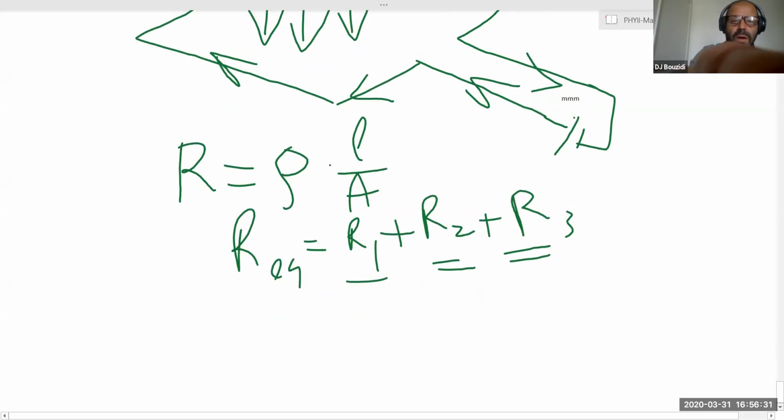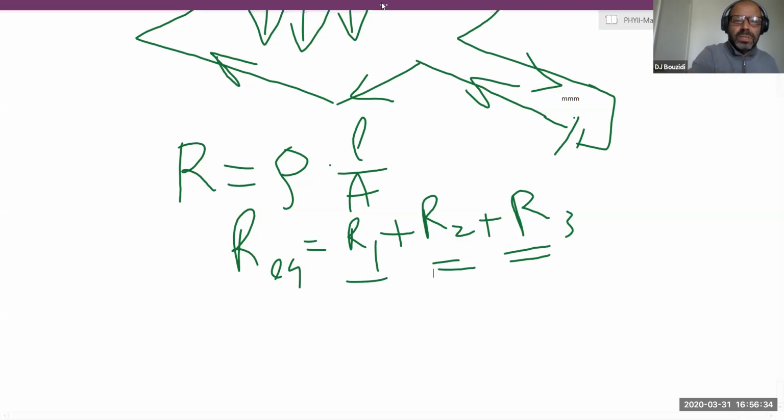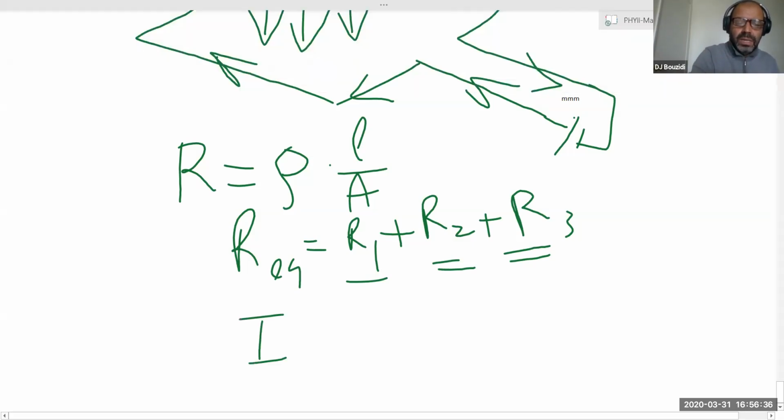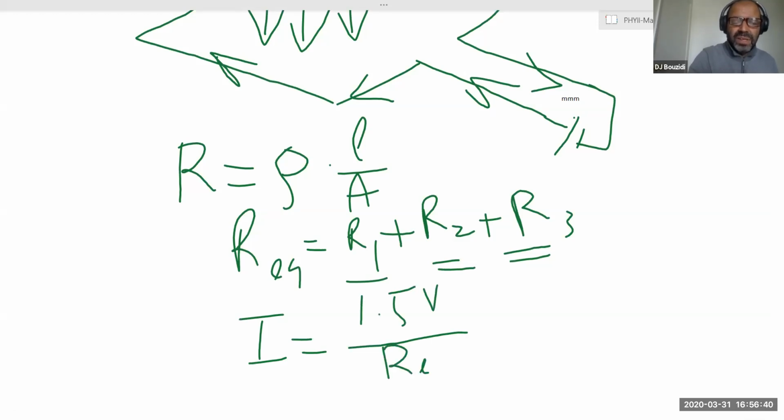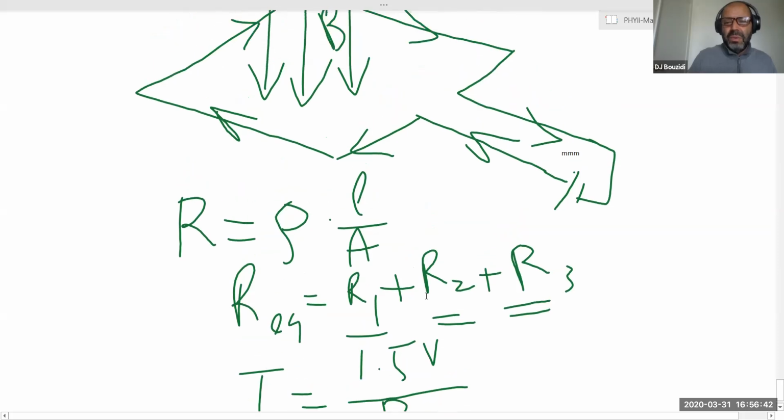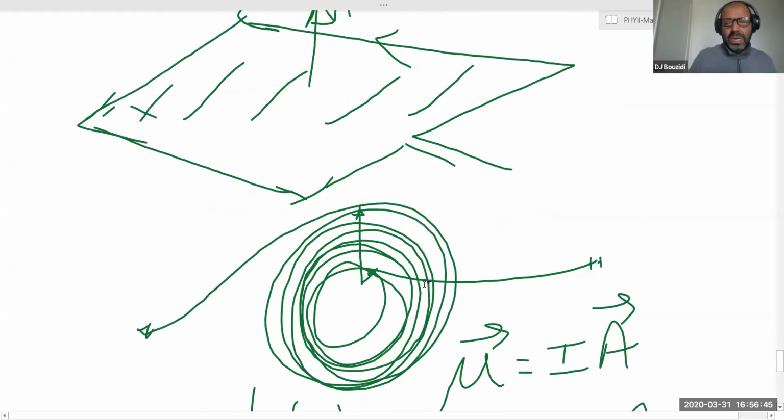And now you have the current. How much current is running through the circuit? I, which, if you get a 1.5 volt battery, is that divided by this R equivalent. This is Ohm's law. Now we have the current and we have the area. So we have the mu.